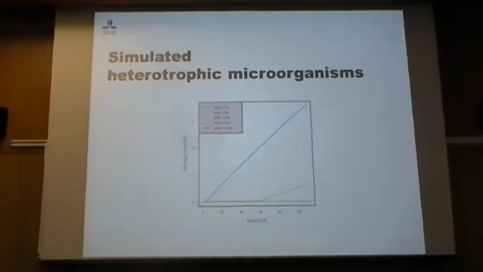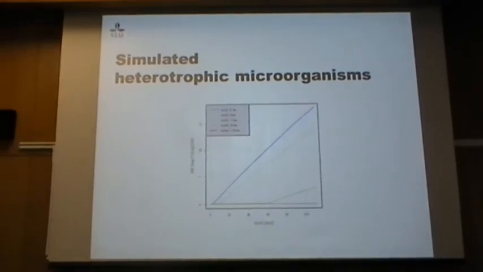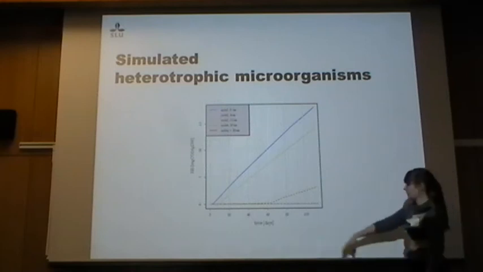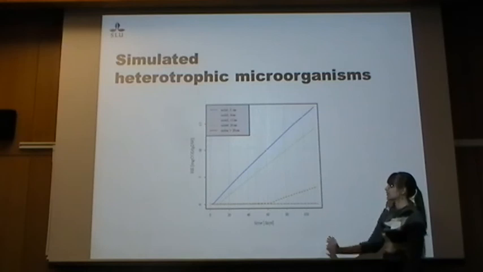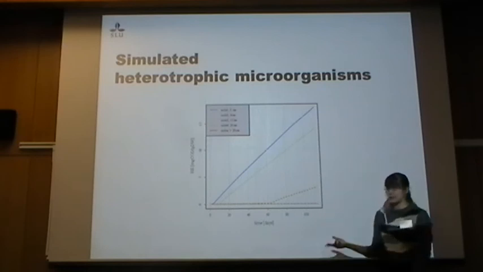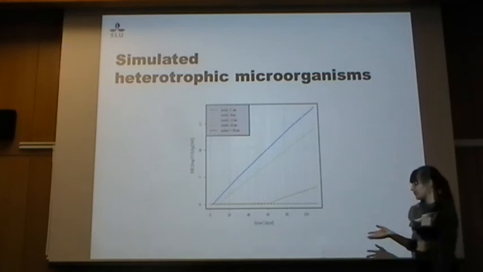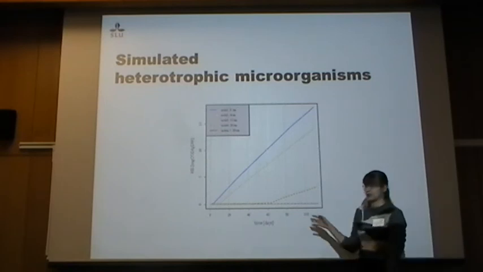So I think there was a problem with the simulated heterotrophic microorganisms, because they just grew and grew and grew. We can see during 112 days there was continuous growth. One could expect that a steady state would be after 30 days or so.